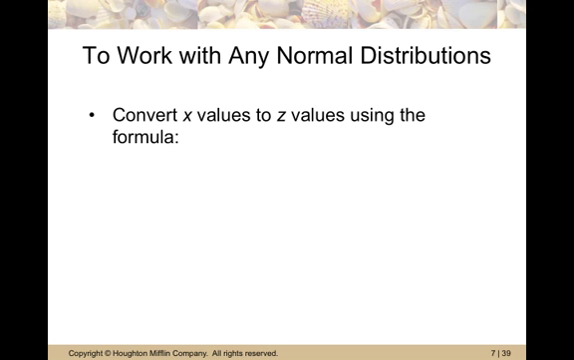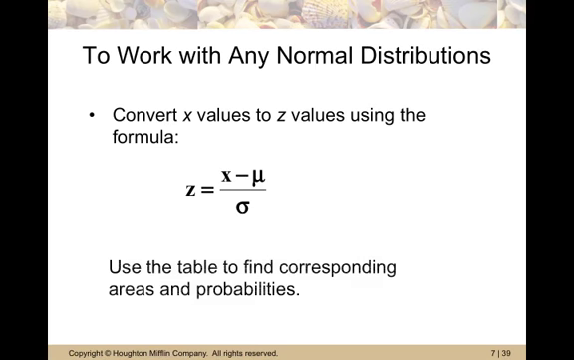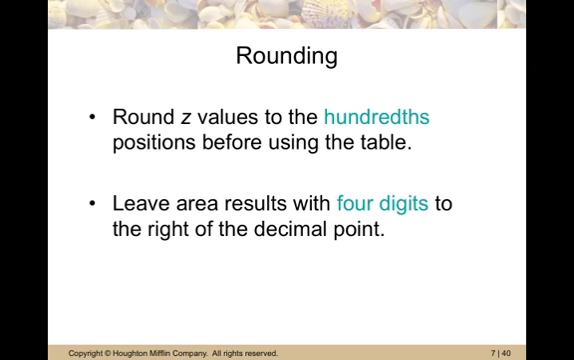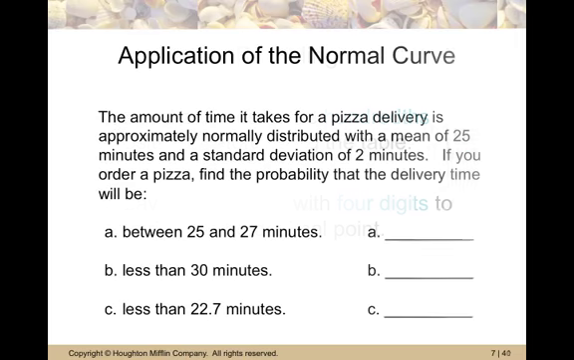All right, to work with any normal distributions, you're going to convert your x values to z values using the formula z equals x minus mu over sigma, and then use the table to find the corresponding areas and probabilities. We tend to round z values to the hundredths position before using the table because that's how the table's set up, and then we leave the area results with 4 digits to the right of the decimal point.